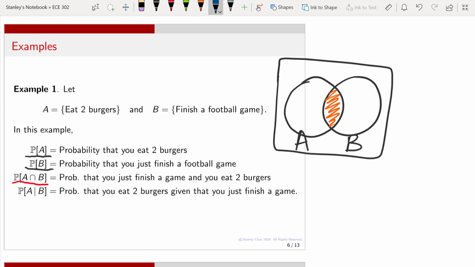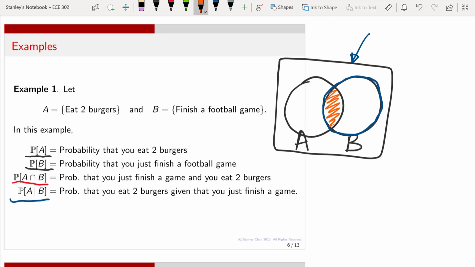Now let us look at the conditional probability of A given B. This says that first of all, you need to play a football game, which is a very demanding exercise. After the game, you become very hungry, and therefore you eat 2 burgers. So among this entire sample space, you restrict yourself to the event that you have finished a football game, which is this circle of B. When this has happened, you ask, what is the probability that I would eat a burger?